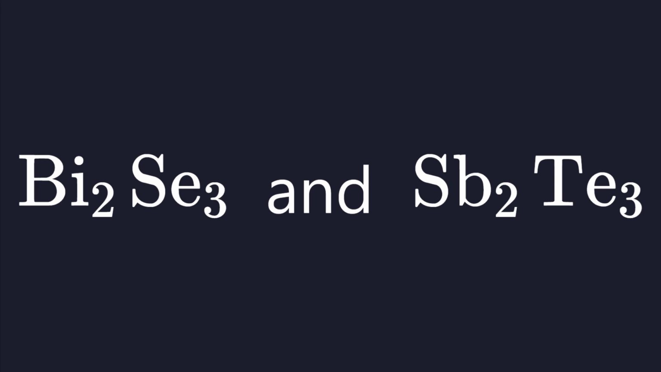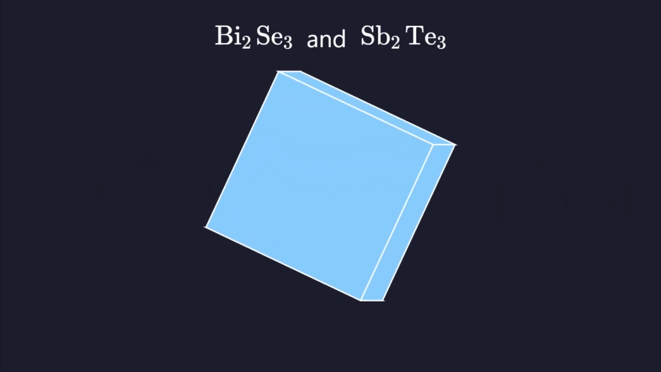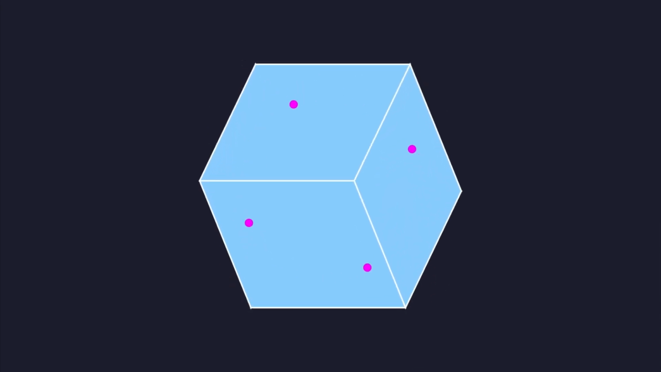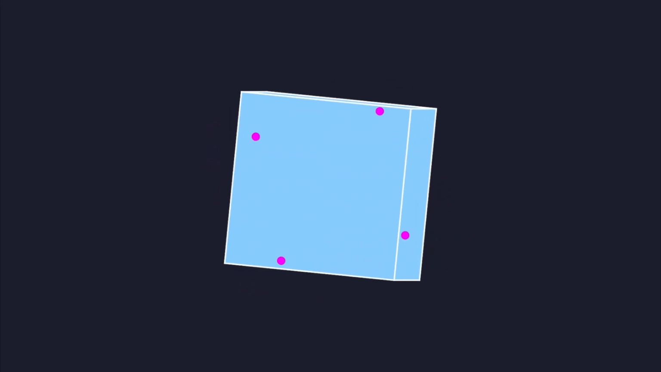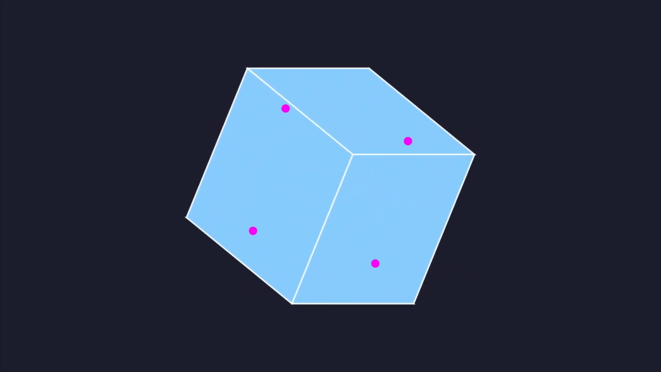Bismuth selenide and antimony telluride are classic examples of three-dimensional topological insulators. Their bulk crystal structure functions as an excellent insulator, while their outer physical boundaries naturally host highly conductive, two-dimensional metallic surface states that are robust against external perturbations.